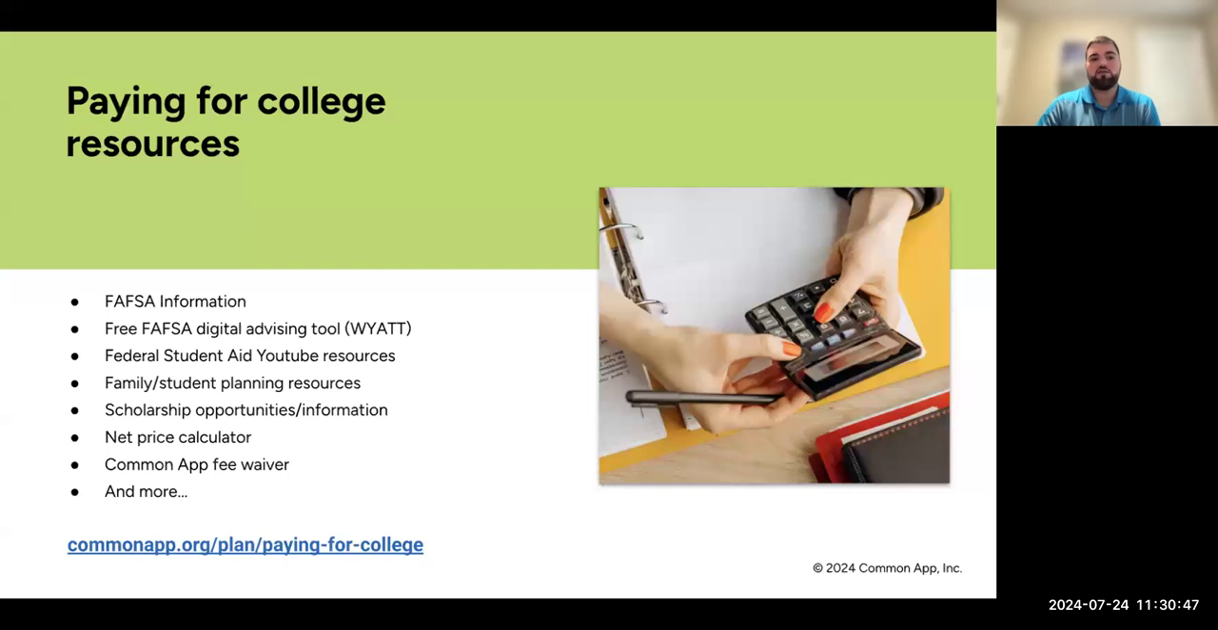Family and student planning resources as well. So talking about budget, talking about the net price calculator. We have a bunch of scholarship opportunities and information there as well with some of our partners or where else you can find them. And then more information on the Common App fee waiver if you're still interested in that. Or you may click no, but you end up figuring out that you do qualify. How do you go about switching that and making sure that your fees are waived? And we have a bunch more resources as well, but these are just some that we like to highlight.